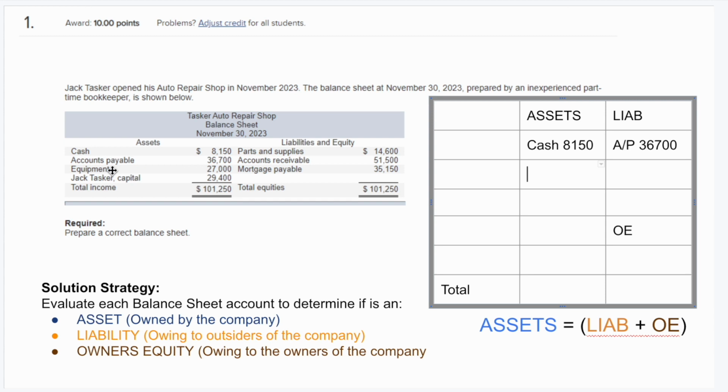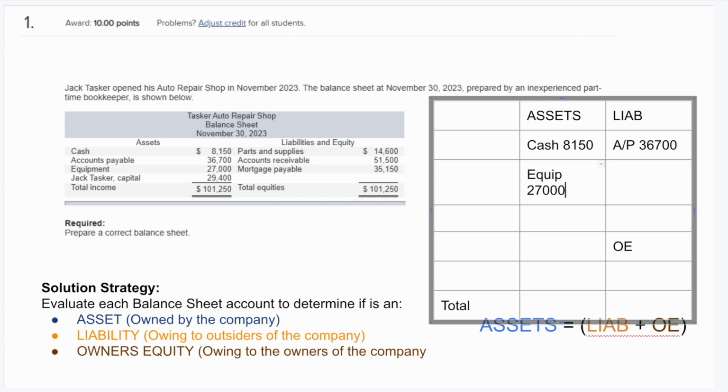Equipment. Equipment is stuff that is used to help make the company money. It is, by definition, an asset. It's owned by the company. $27,000. Okay, so that gets put under assets. Let's move to the next one. Jack Tasker, capital, $29,400. Capital, by definition, is money that's owed to the owners, and that falls under the owner's equity section, not the asset section. So we move it over there.